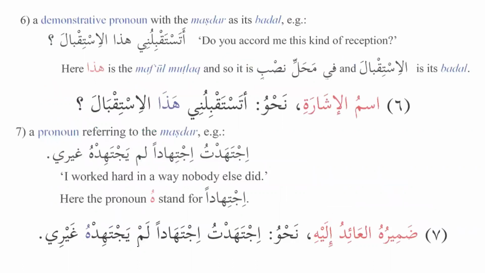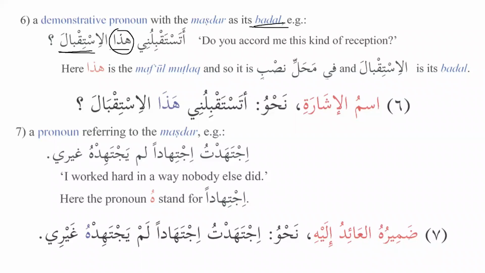Number 6 is the demonstrative pronoun with the masdar as its badal. As we say, isharatun wa musharun ilayhi, and also we call it badal. So, atastaqbiluni hadha al-istiqbali, do you accord me this kind of reception? So here what happened? Hadha, basically, we know istaqbala, yastaqbilu, istiqbalan, right? So we have istiqbal as the masdar over here, but hadha is additional over here.